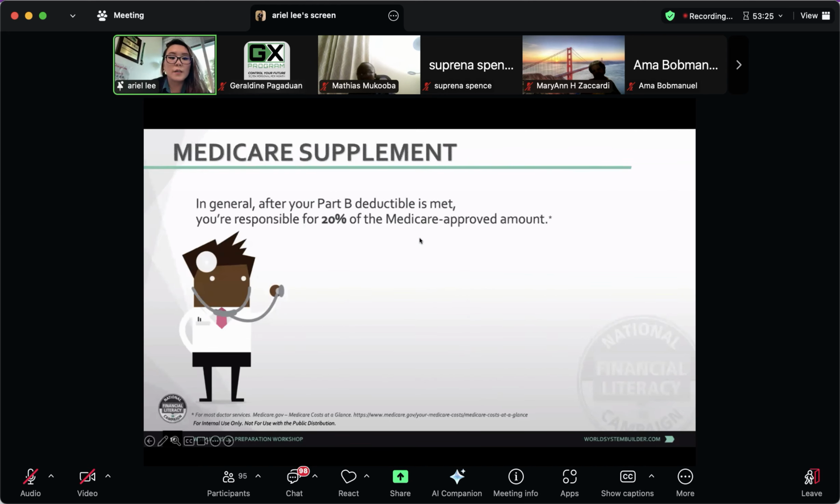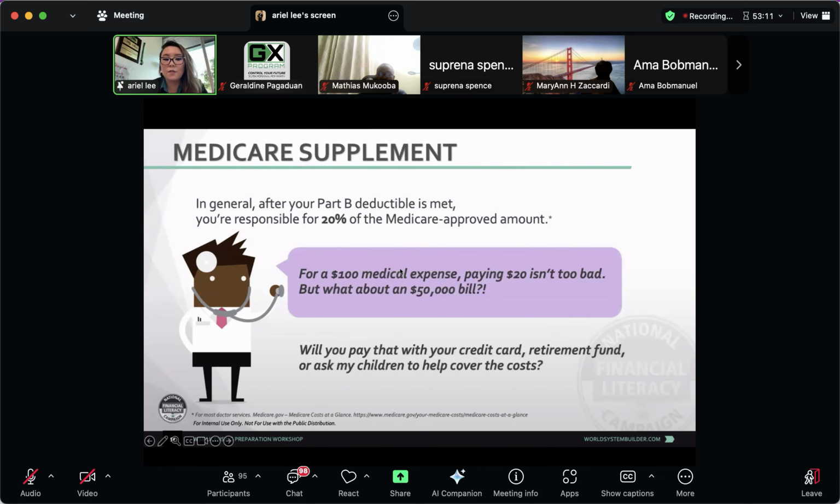All right, so Medicare supplement. In general, after your Part B deductible is met, you're only responsible for 20% of the Medicare approved amount, okay? So let's say for a $100 medical expense, $20 is not that bad, right? But we know going to the hospital is not just $100, right? It's never that cheap, right?